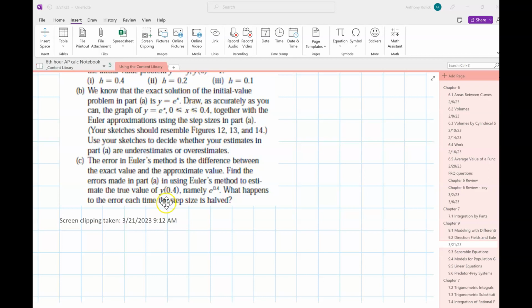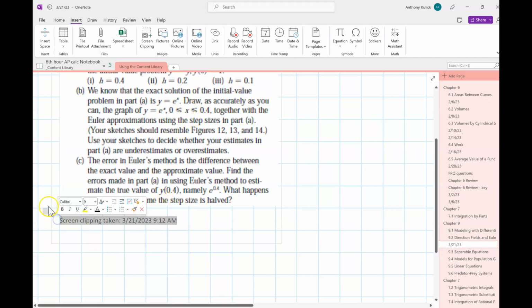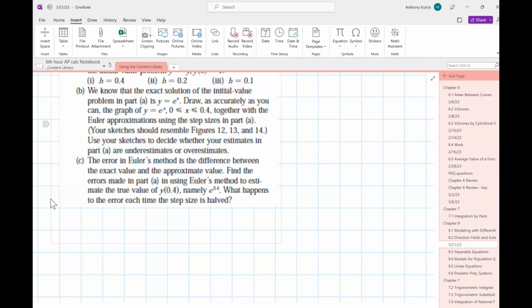So part B is just, stop talking here, folks. It's just drawing a picture is all we're doing here for this. We're going to use our answers from part A to draw our picture.